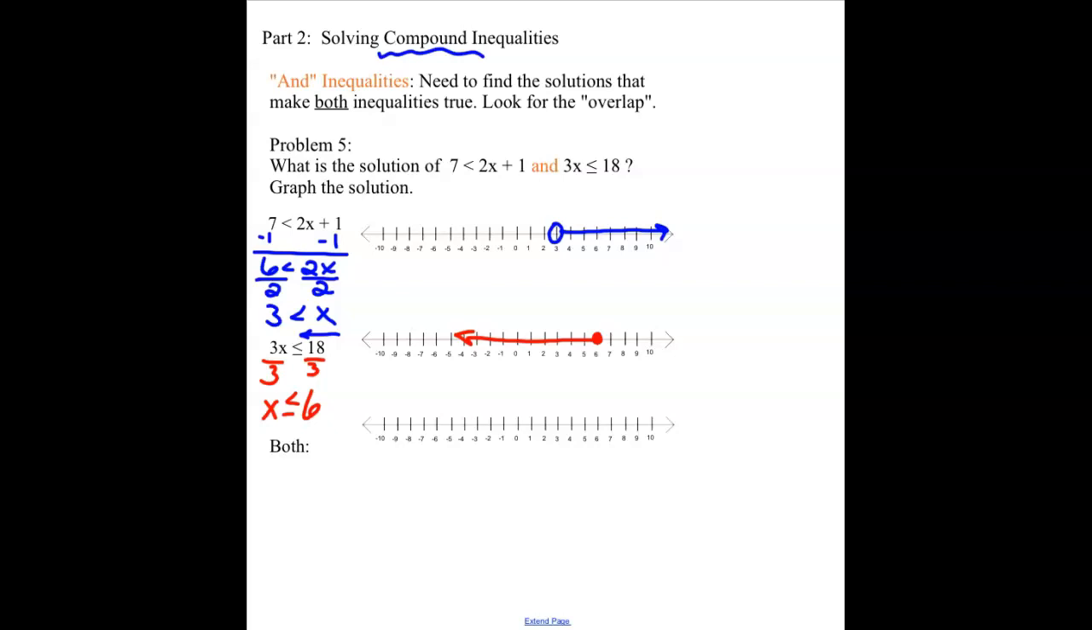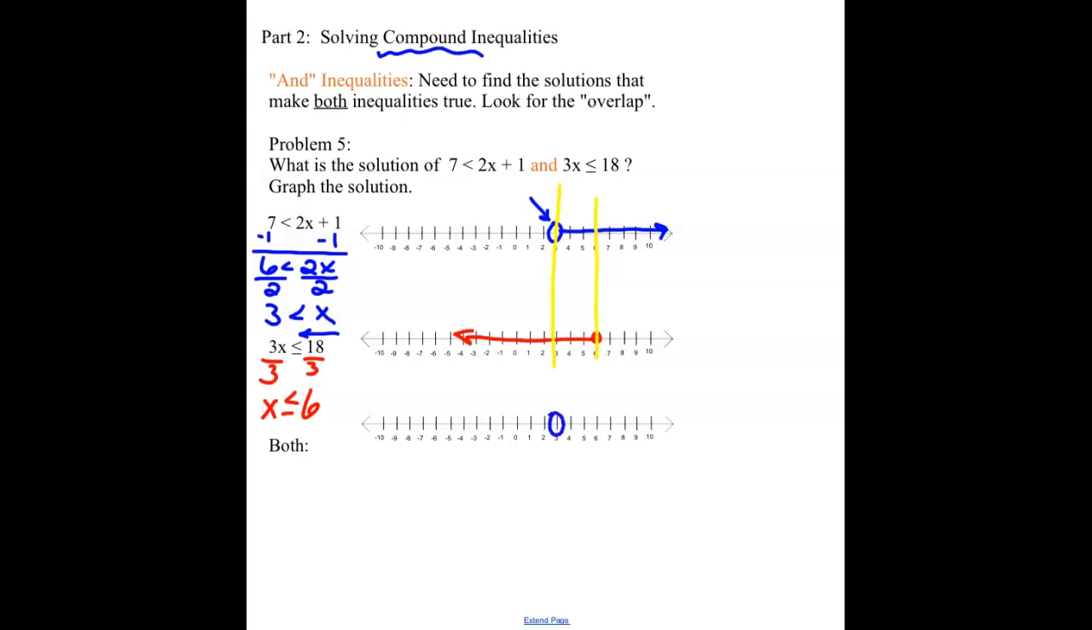So what we are looking for is that overlapping section. Where have we shaded for both lines? And in this case, we are looking at the space here from 3 to 6, where we have shading for both. Now notice that on this first one, we have an open circle. So we are going to have to keep that because 3 is not being used on our blue graph, and it is on our red. It has to be used on both to count. So we are going to have an open circle on 3.